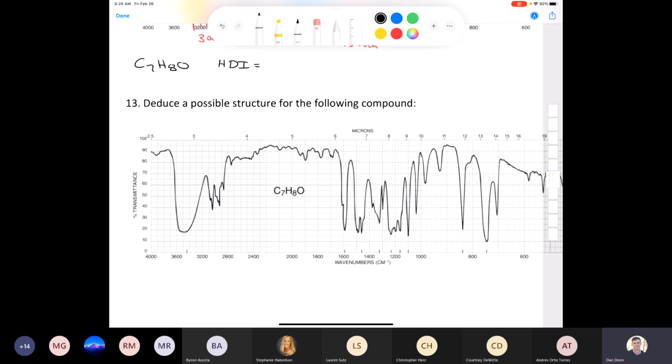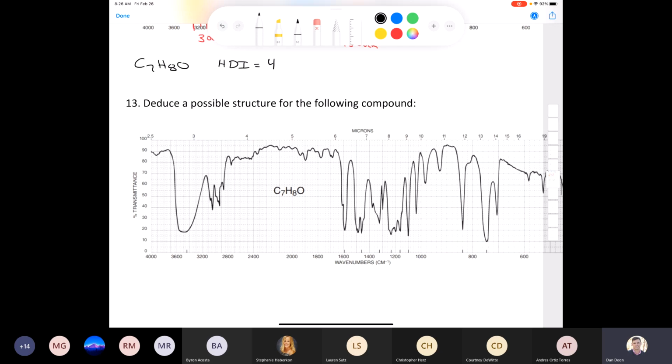Yeah, thanks, Kayla. Absolutely. Almost everybody is right. So it's 4. We have an HDI of 4. I'm not going to go over the math again, but we have an HDI of 4 here. Now, if we have an HDI of 4, what kind of possibilities do we have? We've got 4 double bonds, right? We've got a ring and 3 double bonds. We've got 2 triple bonds, right? I could keep going on.